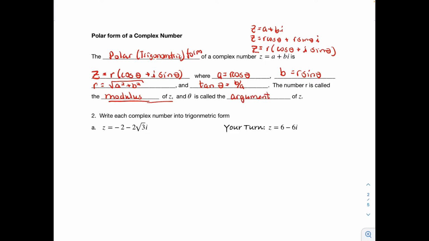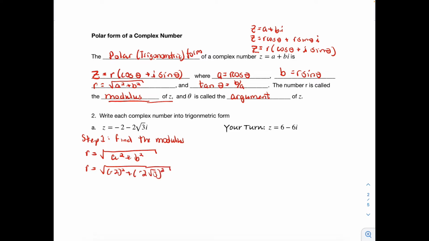So your first step when you're converting a complex number into trigonometric form is to find the modulus and to find the argument of the number. So let's do that. Looking at this example, z is equal to negative 2 minus 2 the square root of 3i. We need to figure out r. r is equal to the square root of a squared plus b squared. In this case, a is negative 2, and b is negative 2 the square root of 3.